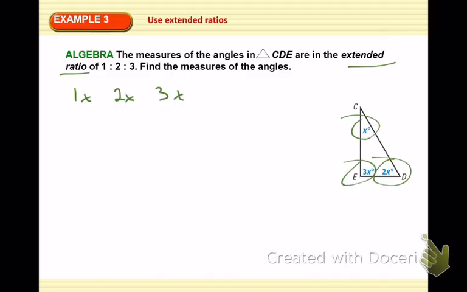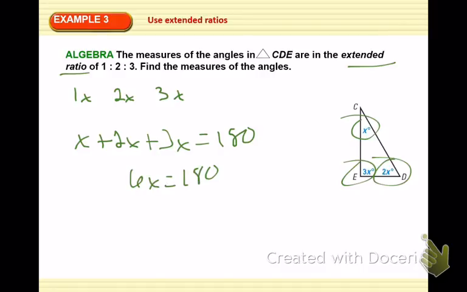Now, since they're angles of a triangle, we know we have to add these guys together. And when they do, they have to equal 180. Okay? All right, so divide by 6, and x is 30. So we plug it back in, and we get 30 degrees, 60 degrees, and 90 degrees.